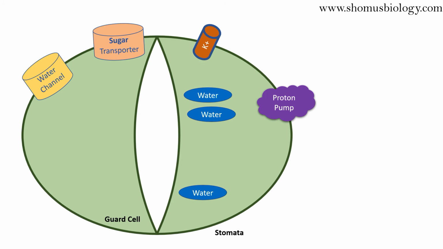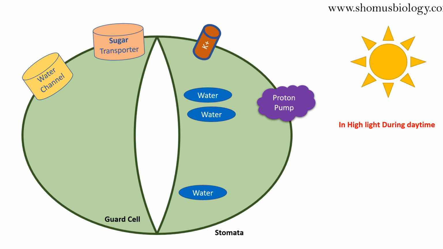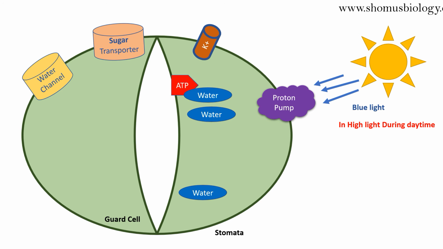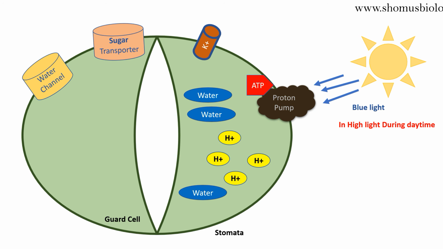Now let's look at another situation, when there is sunlight. When there is sunlight, the sun provides the blue light. Particularly the blue wavelength of the light interacts with the proton pump and activates it, because the proton pump has ATP synthase activity. ATP gets hydrolyzed into ADP and Pi. As a result, the proton pump starts to transfer protons from the guard cell to the outside.